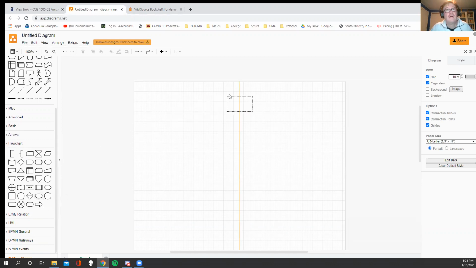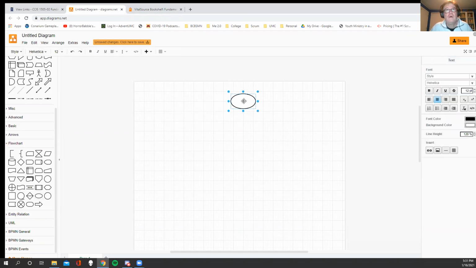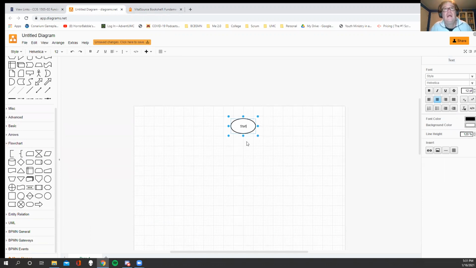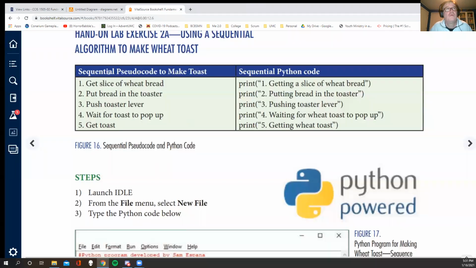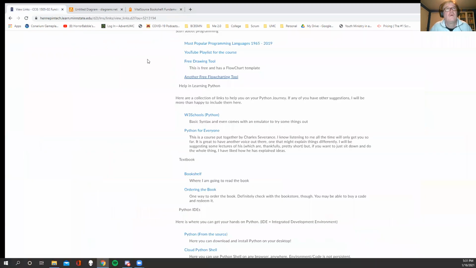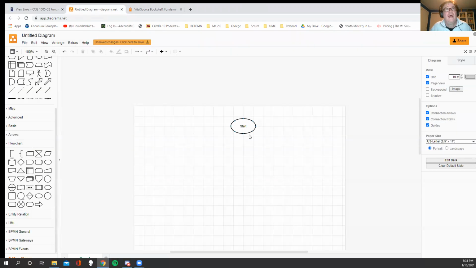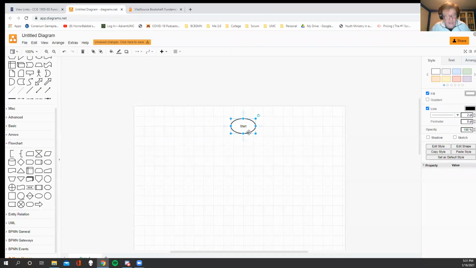So I'm going to bring start over, and I'm literally going to type the word start. That's basically the beginning of our little process, right? We're just about to go and make some toast. We're going to start to make some toast. And so we get the start, and all of your processes will also have an end. So we have an end.